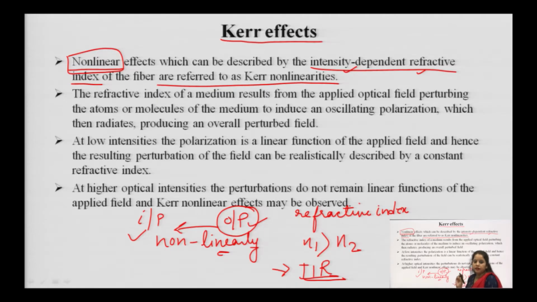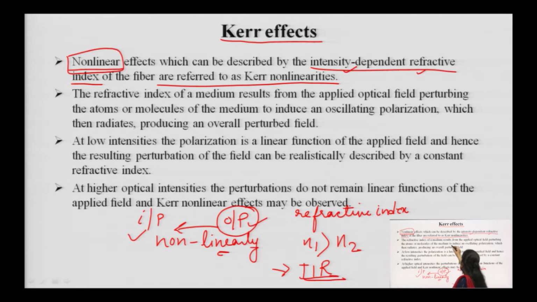Kerr gave the condition that the refractive index of the fiber, which comprises the refractive index of the core and the cladding, changes as per the intensity. That means the refractive index will have a different value at lower intensity of light and at higher intensity of light.